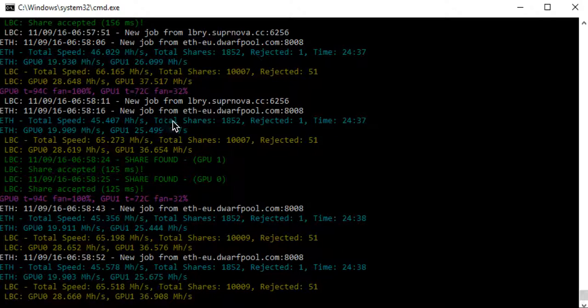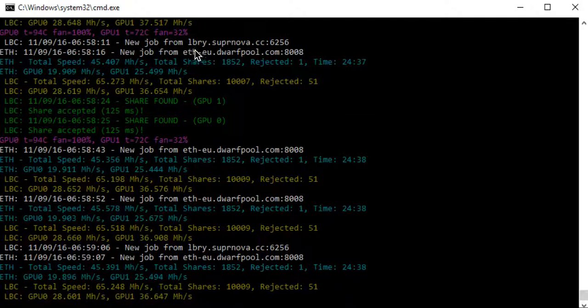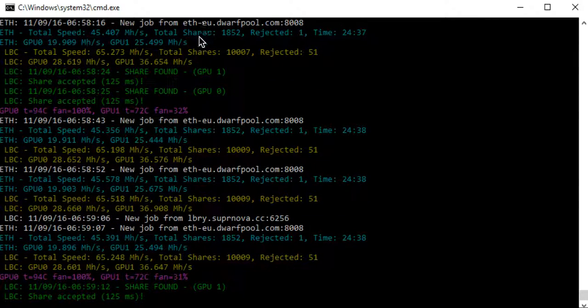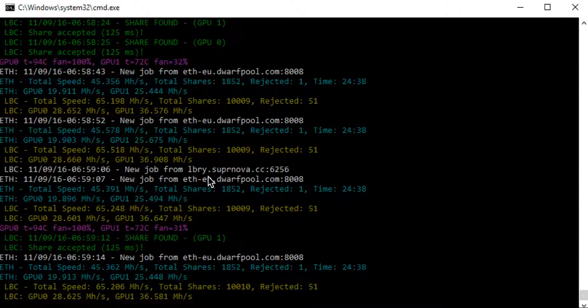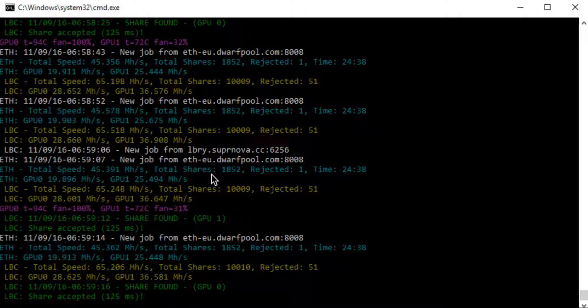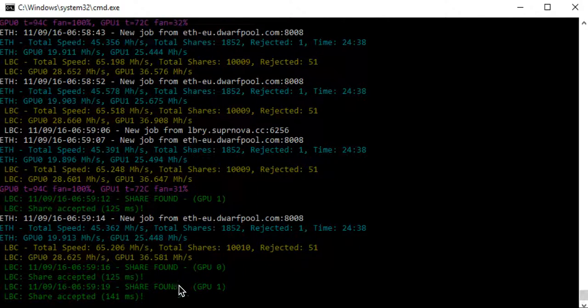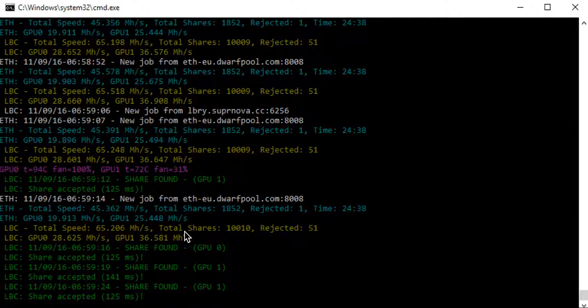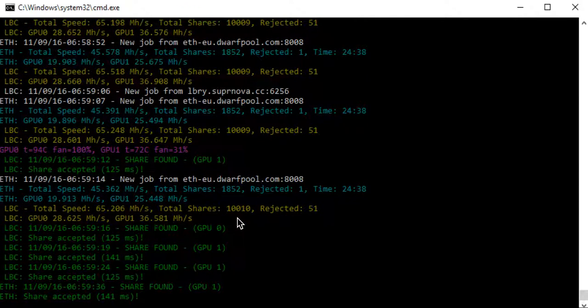That's it. You can see how the dual mining is working for Ethereum at Dwarfpool and for LBRY coin at Supernova mining pool. Just enjoy the output. You can see that I even get some rejects from the Ethereum mining pool, while LBRY is quite good.